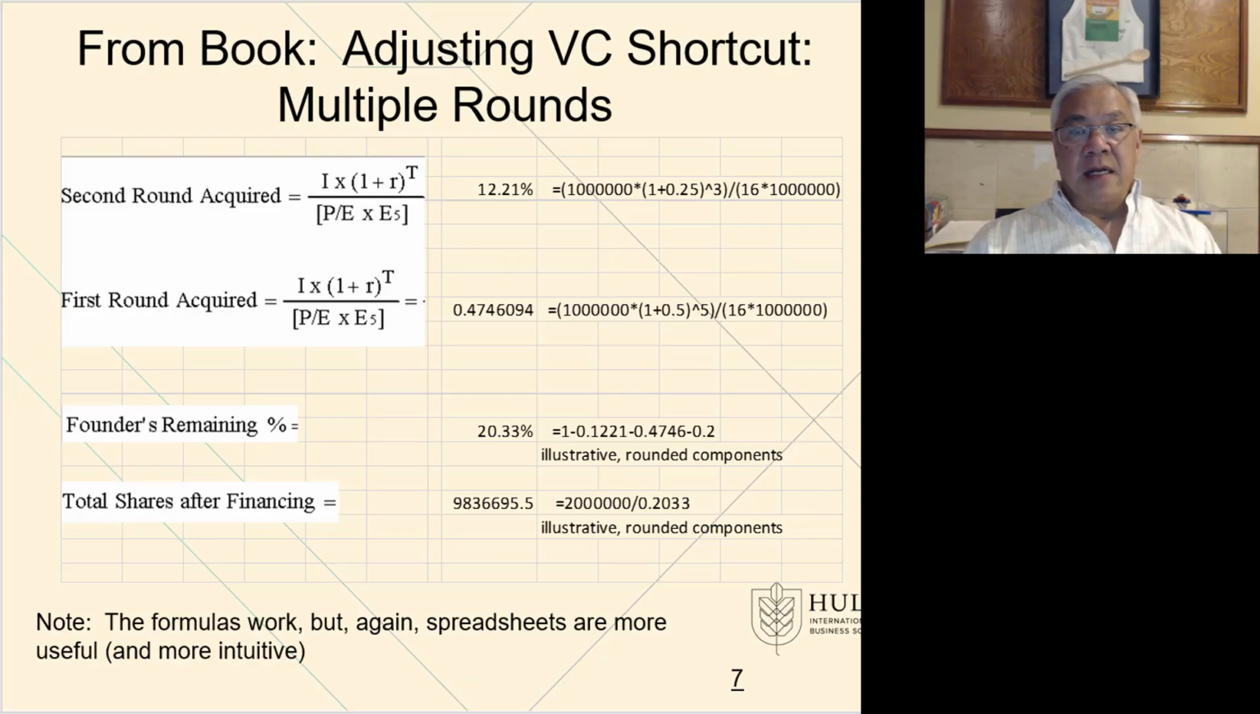This is the set of shortcuts from the book, and one talks about the second round acquired, and this is the Series B investors, and using this formula here, we get exactly the same 12.21%. And the first round, the Series A, using their economics here, we get to the 47% that they own at the end of the harvest period. The founders had the 20.33%, that's their ending position, and total shares is the 9.8 million. So these formulas work, but I find them a little cumbersome and almost impossible to just look at and see if they make sense, whereas the spreadsheets kind of help you figure out the numbers more logically.